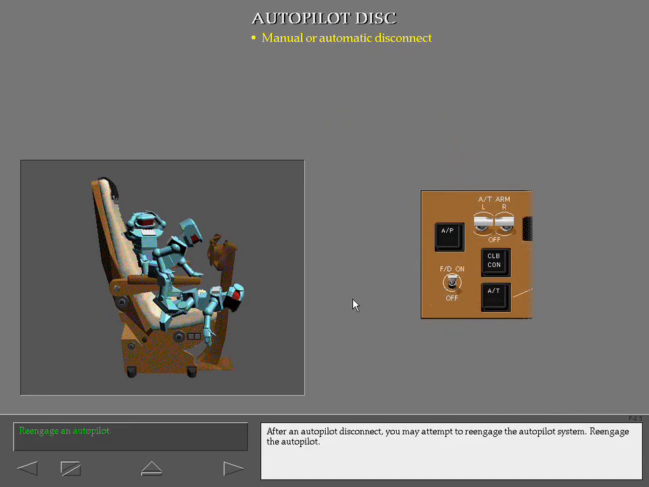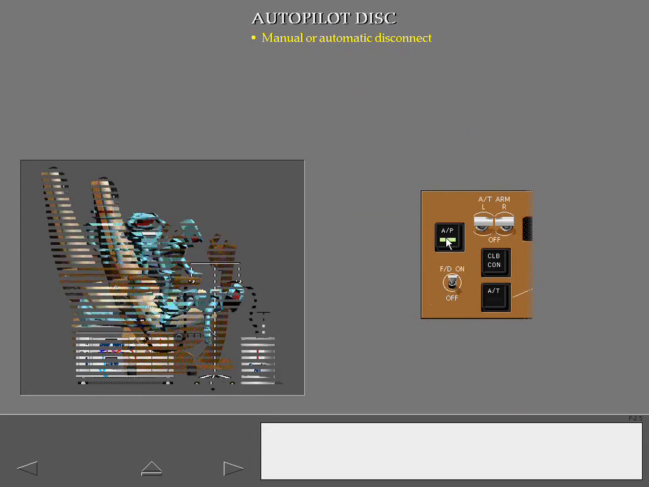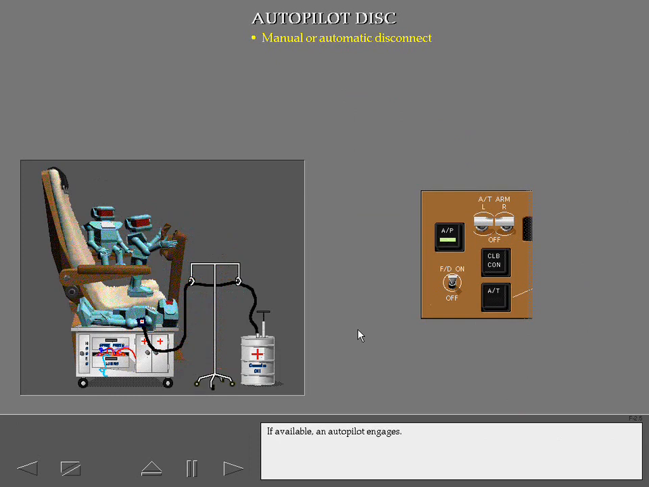After an autopilot disconnect, you may attempt to re-engage the autopilot system. Re-engage the autopilot. If available, an autopilot engages.